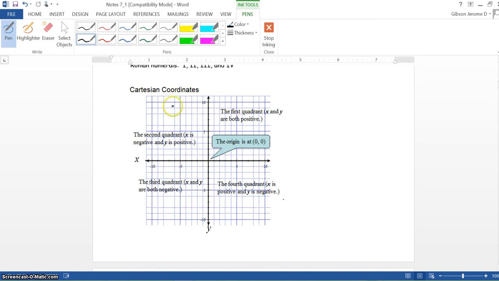Now one thing that we need to know, which you all learned early on before this course, is that when we're talking about the quadrants, we're talking about the ordered pairs of the quadrants. We're not talking about anything touching the x and y axis lines. So in this quadrant here, x is positive, y is positive. The second quadrant, x is negative, y is positive. The third quadrant, both x and y are negative. And the fourth quadrant, x is positive, y is negative. Now remember, none of these touch the line.